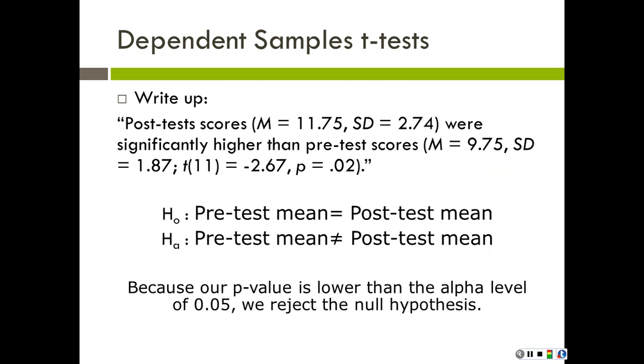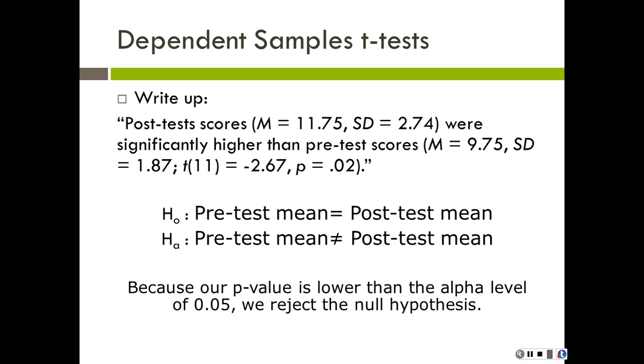All right, so this is how we would write it up. Same exact way that you would write up an independent samples t-test, except now you interpret your findings slightly differently. So: post-test scores were significantly higher than pre-test scores. I put the post-test scores in here to show that in the post-test, they went up to 11.75 with this variability around the score. Post-test scores were significantly higher, because they were higher, than pre-test scores. And then I say, here are the pre-test scores, you can see it yourself. And then I prove it with my t.